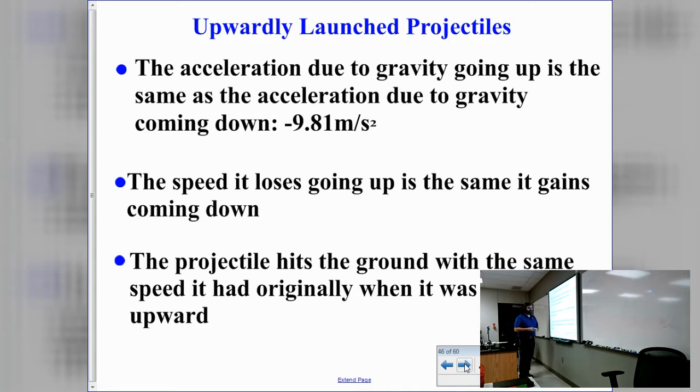So whether it's going up or going down, the acceleration is the same, which means the speed it loses going up is the same as the speed it gains going back down. Basically, the upwards motion and downwards motion are identical to each other, except the direction is changing. So the problems can be divided in half if you want to think of it that way. Finally, the projectile hits the ground with the same speed at which it was launched and projected up initially. So the initial speed is equal to the final speed. Again, the only difference is the direction. Magnitude is the same, the direction has changed: vertical, positive up versus negative down at the end.